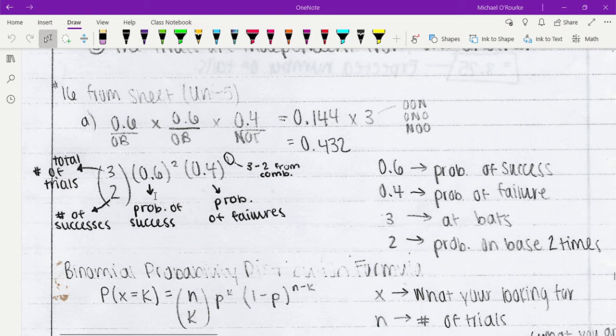0.6 is your probability of success. It'll be given to you right here. Probability of success, probability of failure, right? So then you go 3 choose 2 times 0.6 squared times 0.4 to the power of 1. 3 minus 2 is 1. That's it. Make sense?